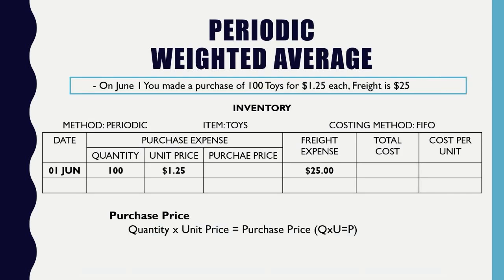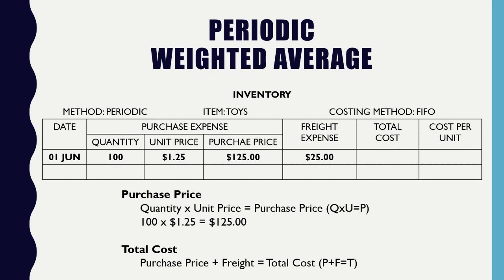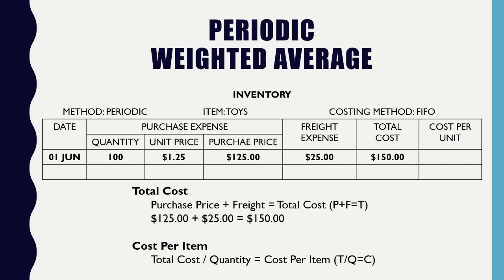So I'm going to go ahead and plug it in. Same thing again: my purchase price and my total cost are all going to be the same formula. So 100 at $1.25 gives me $125, plus my $25 freight to give me a total cost of $150. Now in this case, this is our assumption. If you only have one batch and one batch only, then your average cost per item is going to be this one batch of inventory.